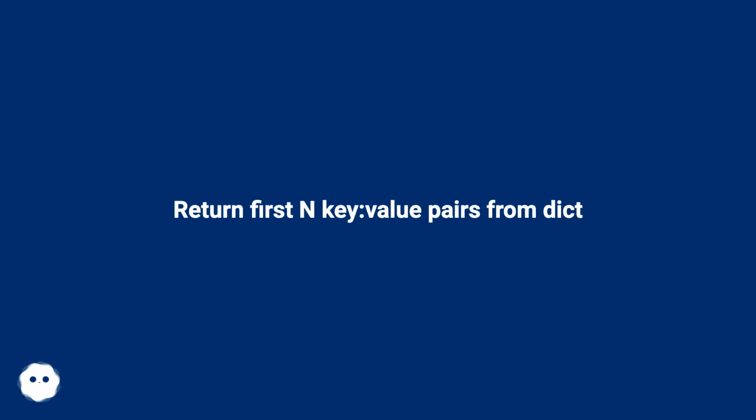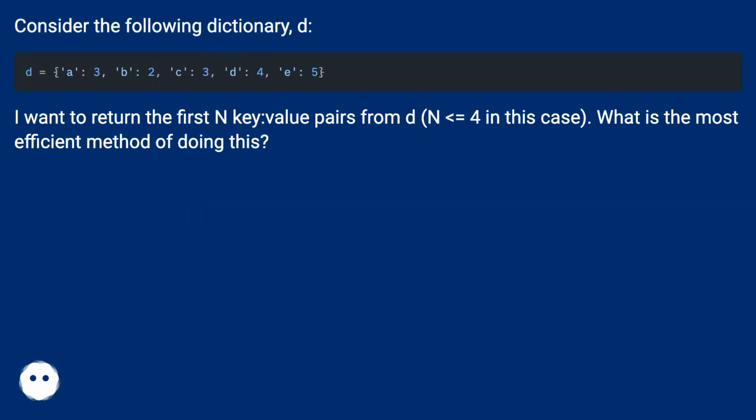Return first n key value pairs from Dict. Consider the following dictionary, D. I want to return the first n key value pairs from D. N is lower than or equal to 4 in this case. What is the most efficient method of doing this?